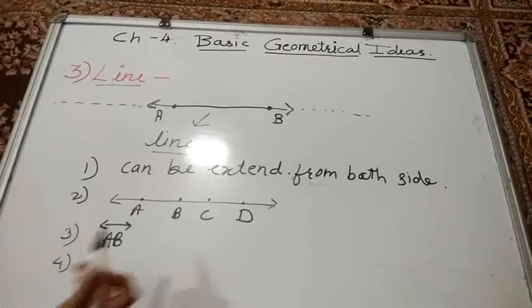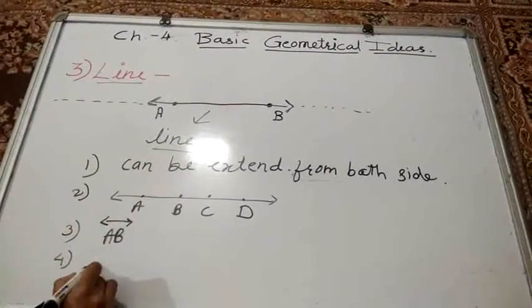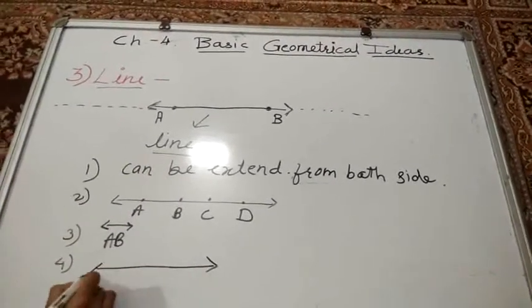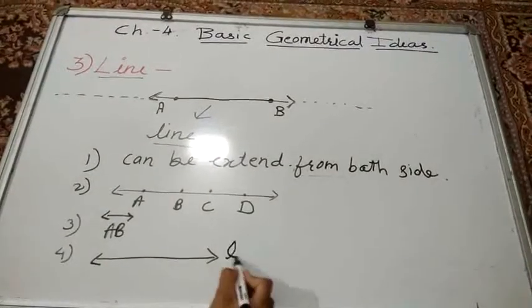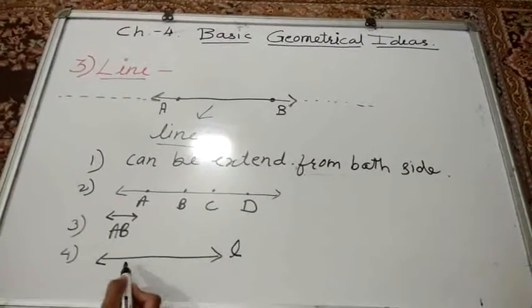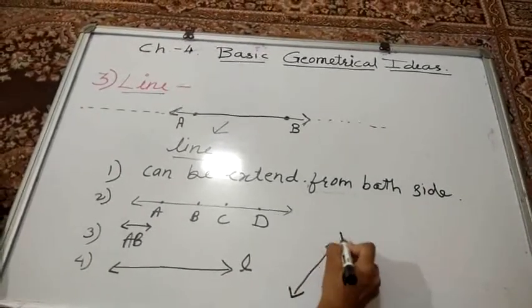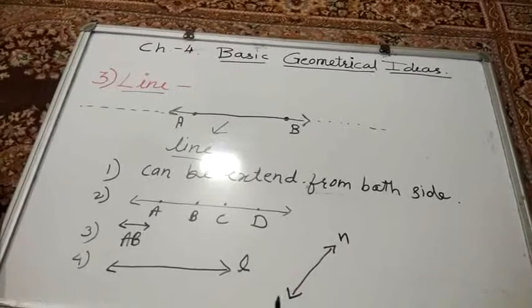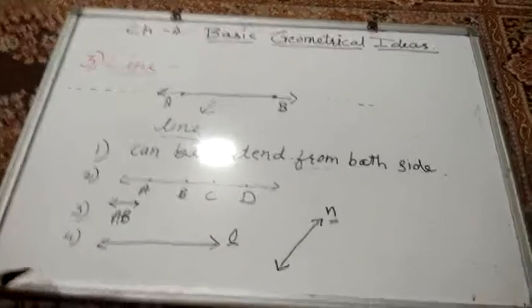The next point is, sometimes line is denoted by small letters. हम बहुत बार लाइन को स्मॉल लेटर्स यूज करके डिनोट कर सकते हैं. For example, it is a line, we can use this small l and we can say it is line l. Sometimes we use small letters to show this line.